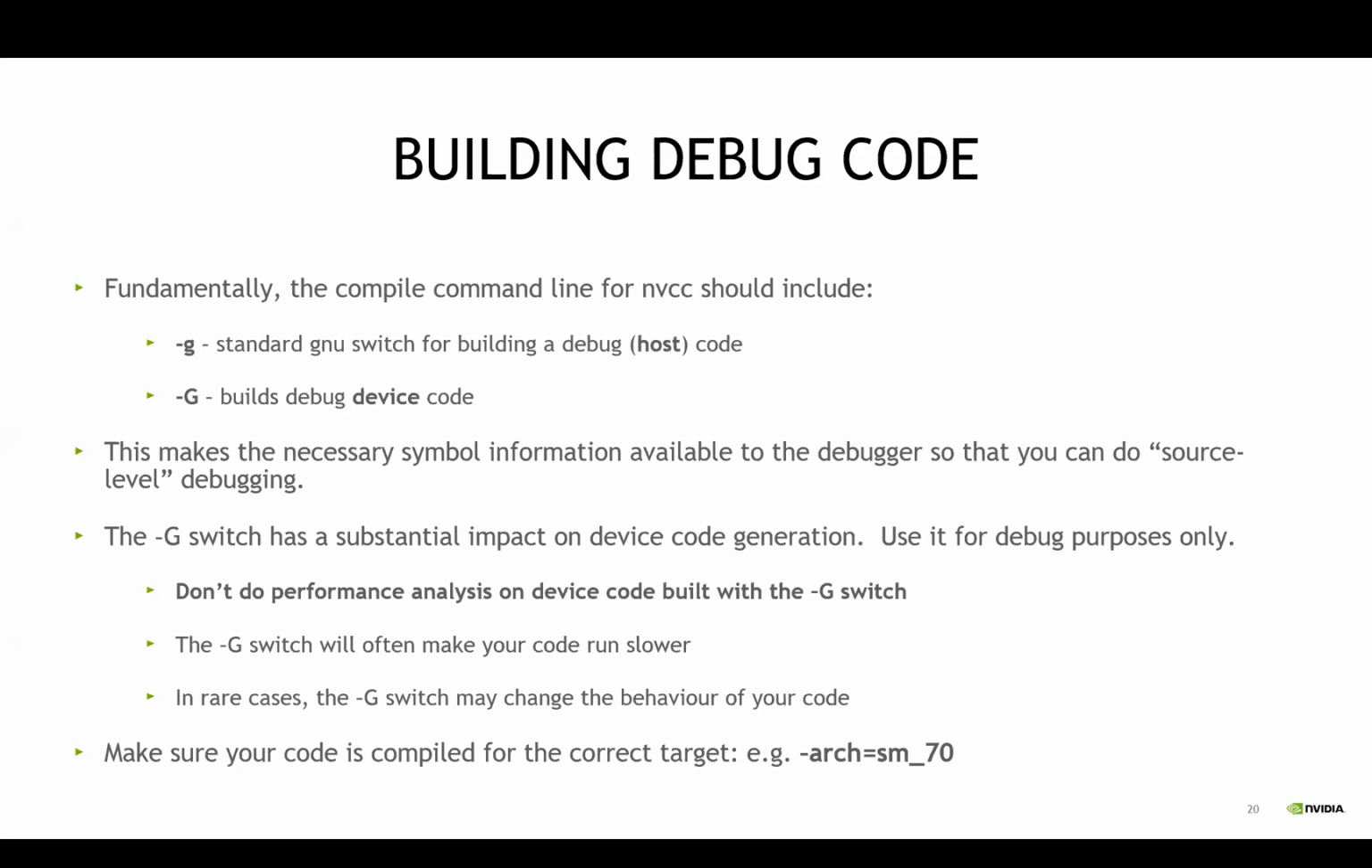Make sure your code is compiled for the correct target. The reason for this is because, as I mentioned, when we're building device code, there's a compilation process going on, and we would like a tight association between the device code and the source code that was used to generate that device code. So it's really important to make sure that you're specifying a target so that you have actual SASS code that you're debugging.